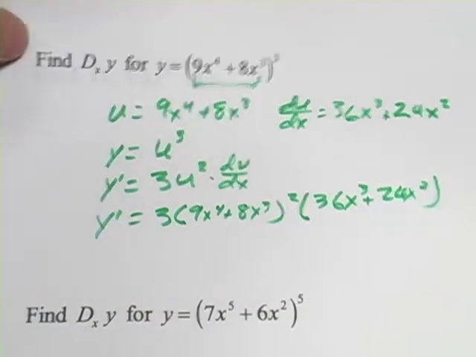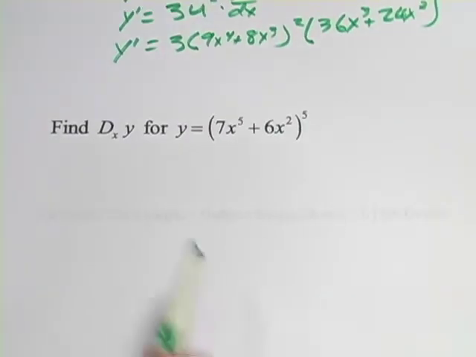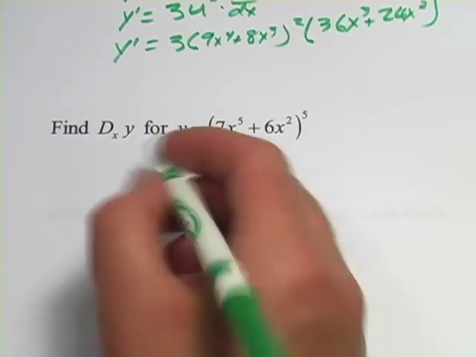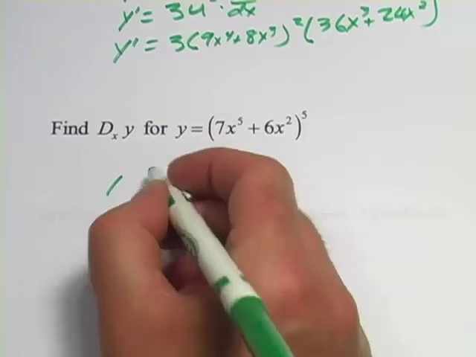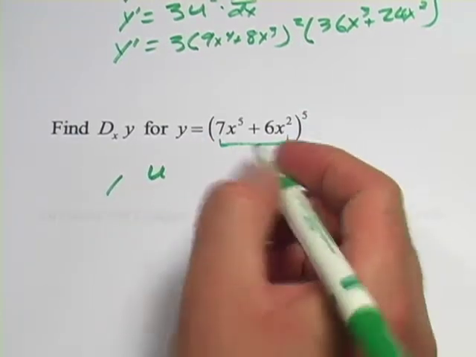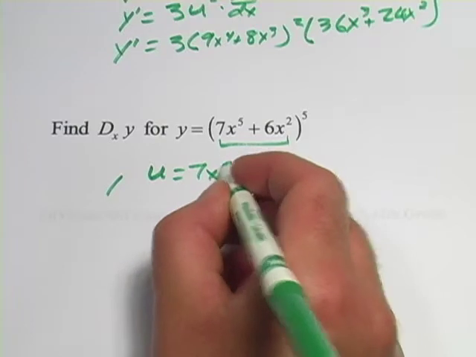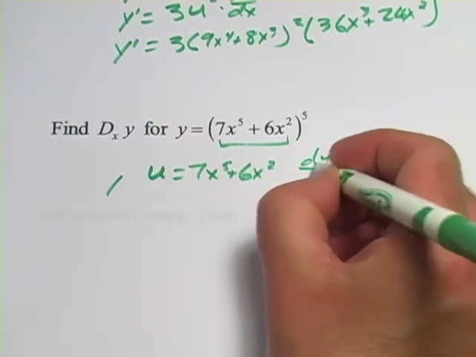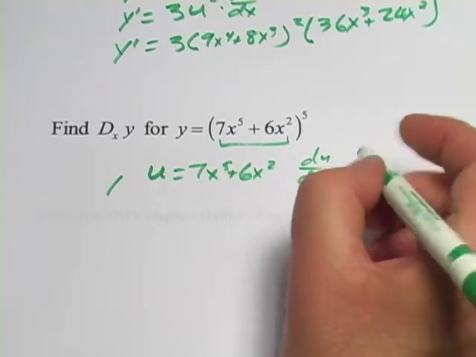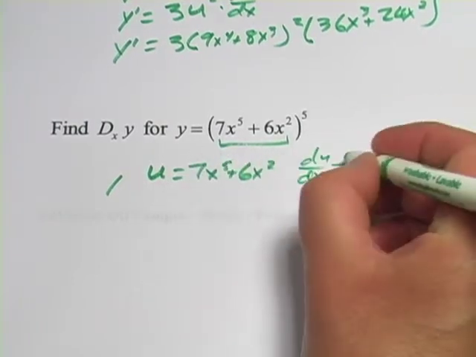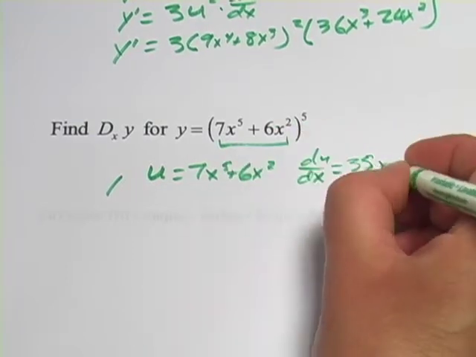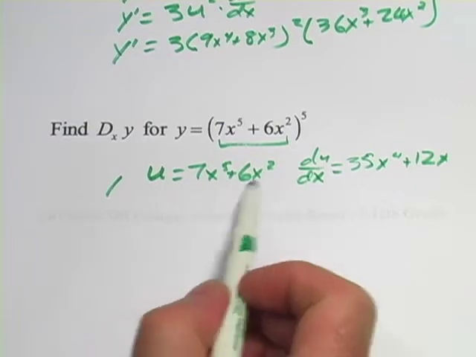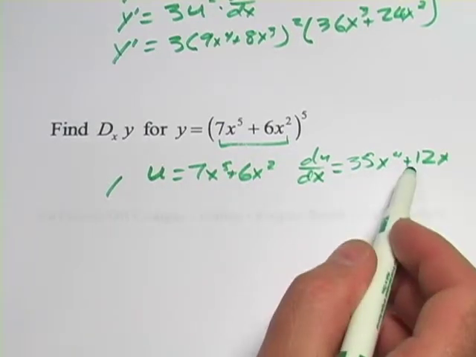So that is how to use the chain rule to solve something like this. Let's try one more just like that. Same thing. We've got a quantity raised to a power here, a polynomial quantity raised to a power. So we're going to say u equals this stuff inside, so 7x to the fifth plus 6x squared. And we want to also find du dx, so 5 times 7 is 35, x to the fourth plus 12x. Okay, so we've got our u and we've got our derivative of u.